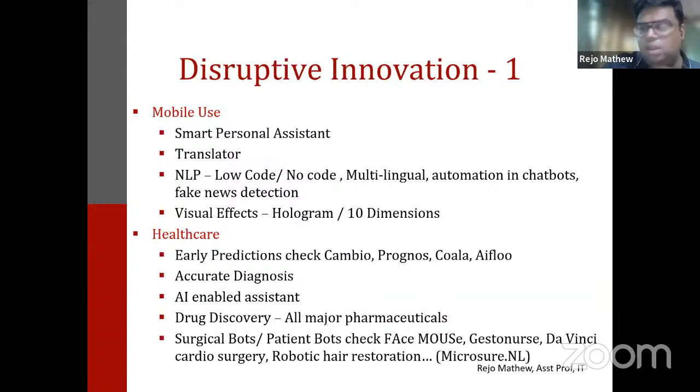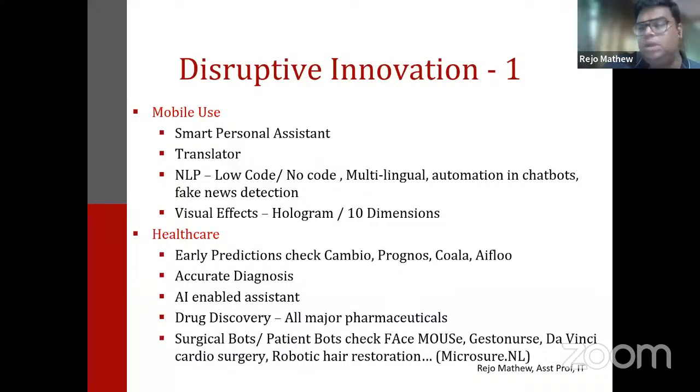There is a very top company called Cambio. There is another company called Prognos, which is based in US. Then there is another company called Koala. Then there is Iflu. So you can see a lot of medical companies, or companies working in the healthcare industry, are focused on AI. Early prediction is one key point. It can be any disease, especially there is a lot of demand for early predictions in cancer and oncology.